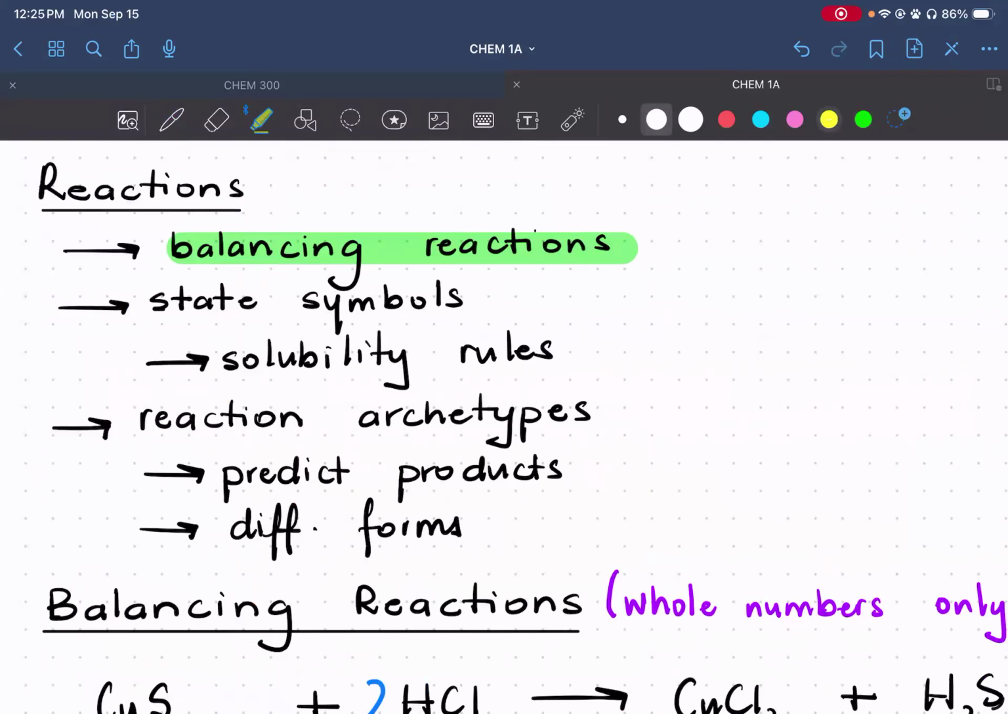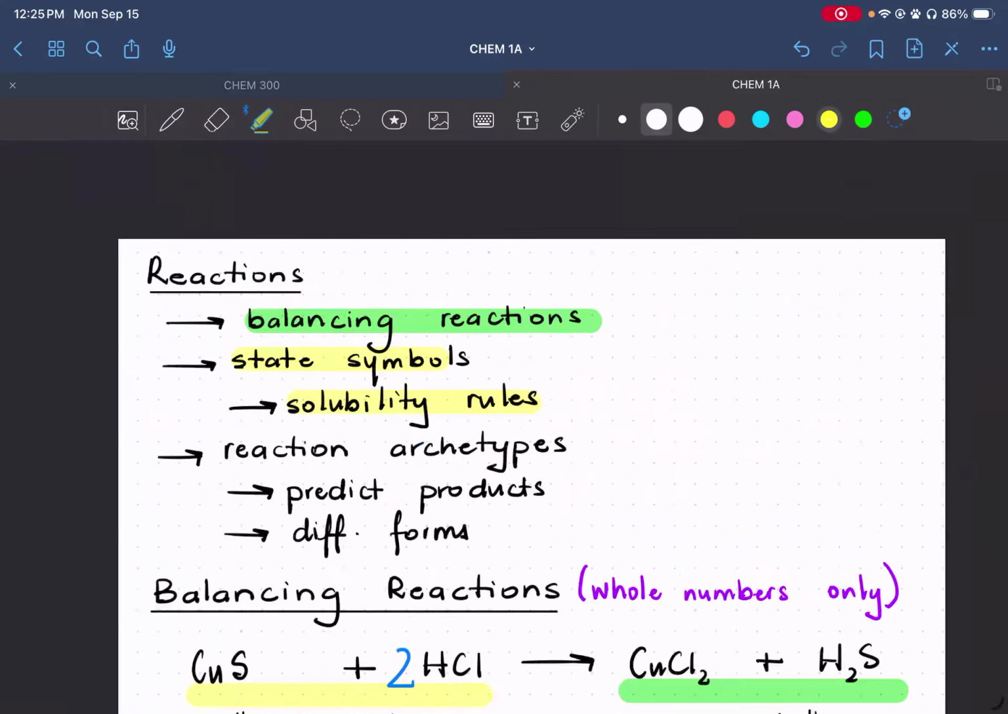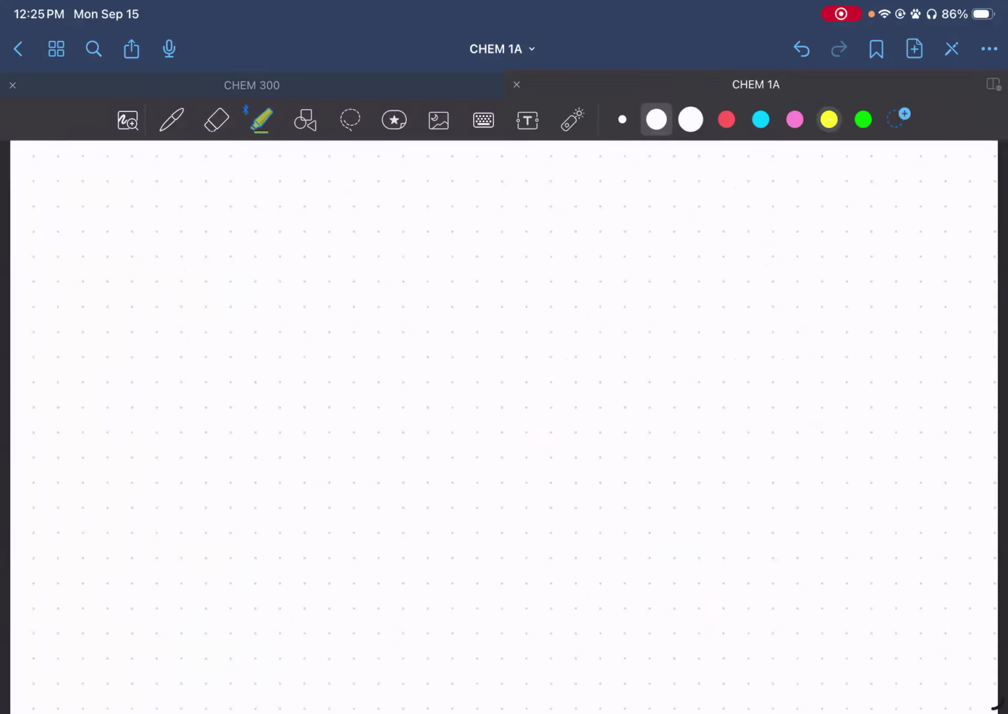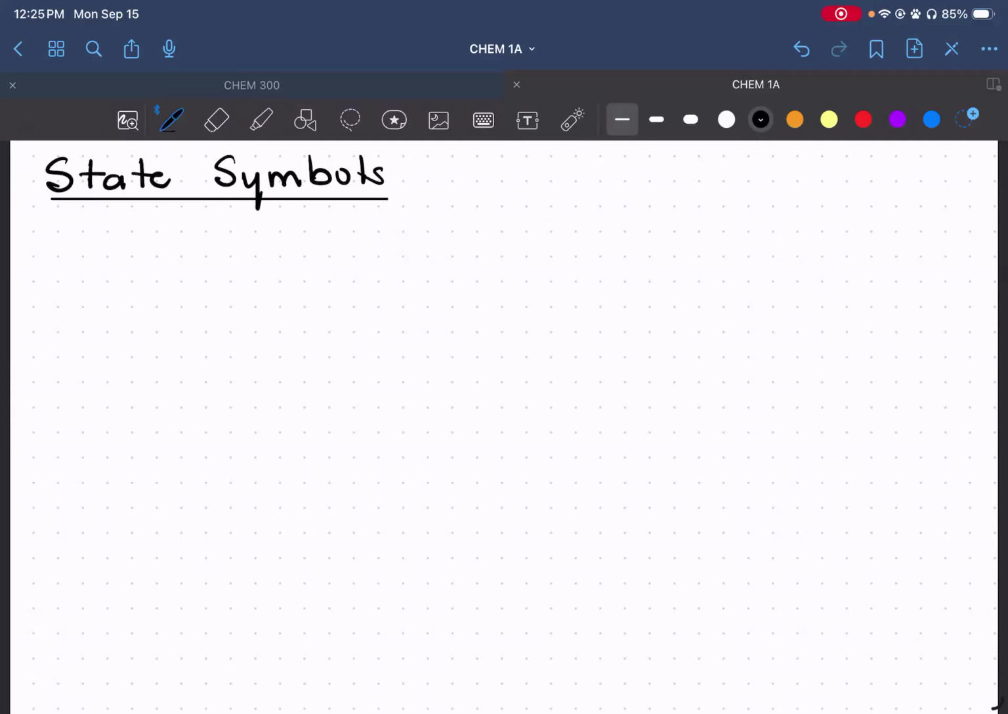Next up is the concept of state symbols and solubility rules. Now, state symbols are quite literally what they sound like. They are symbols that represent the state of matter. We know a couple of them so far. We know that solids exist. That's a state. And the state symbol for solid is just an S in brackets. S for solid.